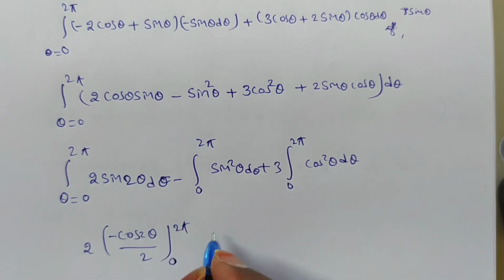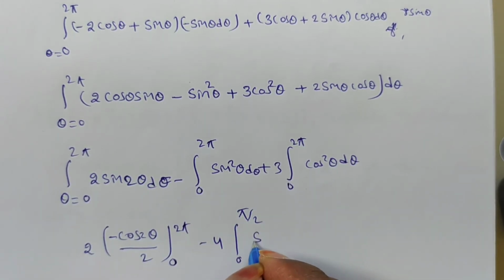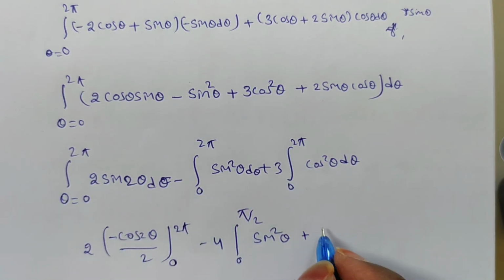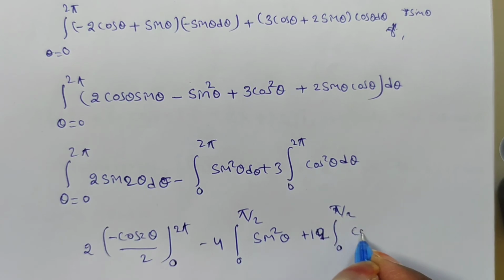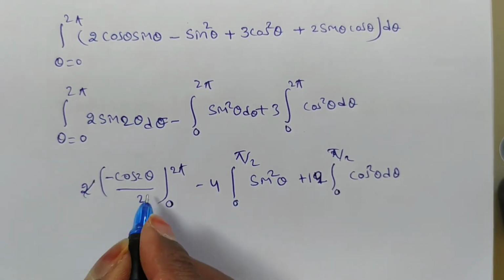But you can also write this as 4 times of integral 0 to pi by 2 sin square theta plus, this is 4 times you can write, because it is an even function. Here also it is an even function. 4 times of 3 is nothing but 12 times of integral 0 to pi by 2 cos square theta d theta. Wallis theorem we can apply. For that purpose only I am doing this. Now this 2 is getting cancelled.